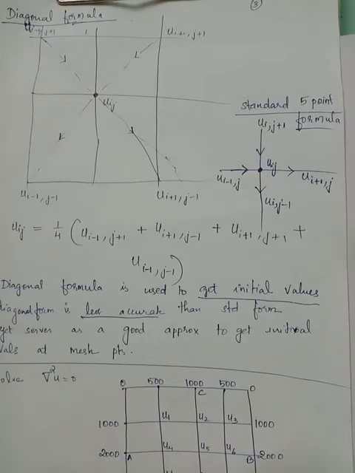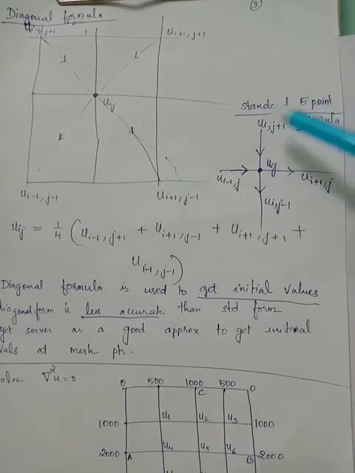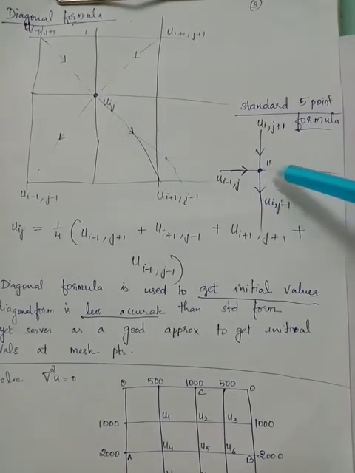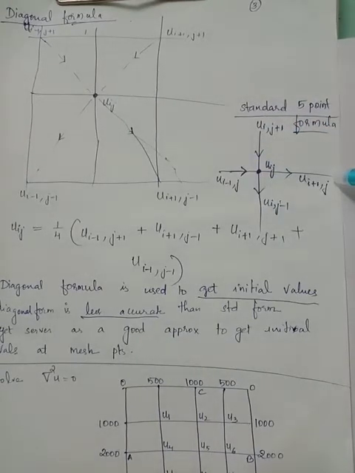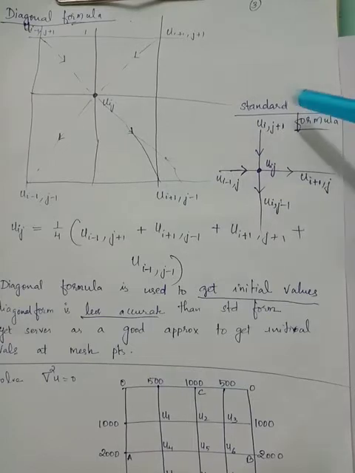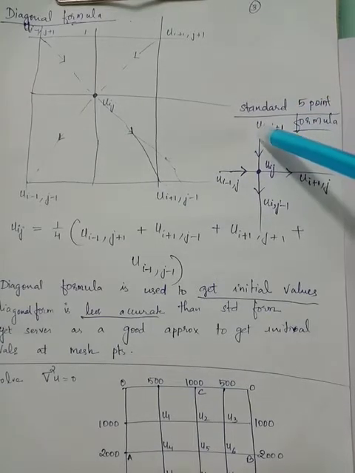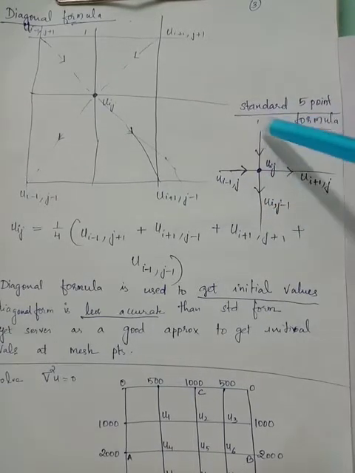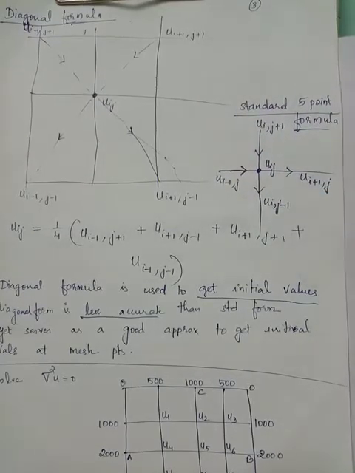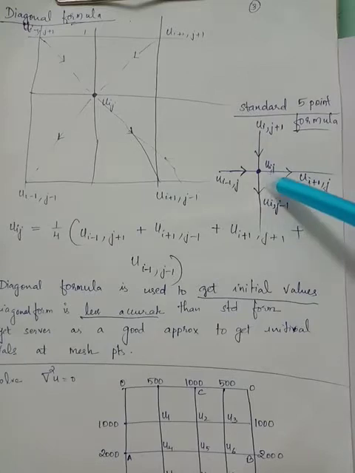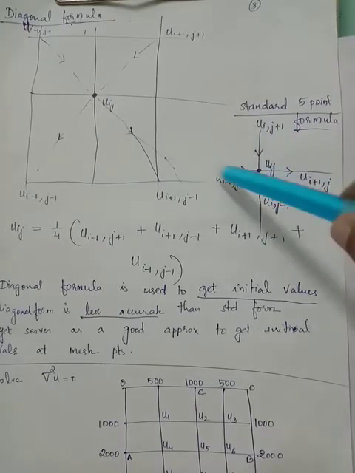This diagonal formula helps you to initiate an iteration. To learn the standard 5-point formula, you have to consider a plus sign. To find out uij, which is the point of intersection of these two lines of the plus, you have to consider the sum of the endpoint values which are on the tips of this plus. This value plus this value plus this value plus this value multiplied by 1/4 will give you the answer for the point of intersection of these two lines of the plus.